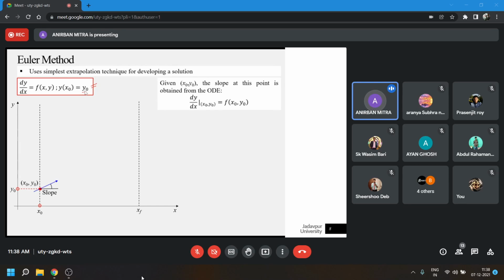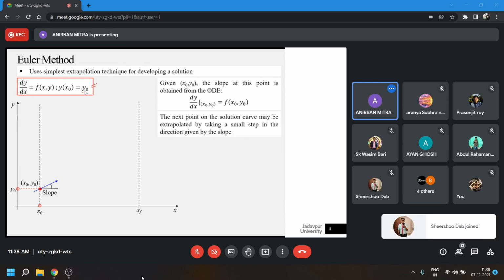So we know where the solution curve starts and what is its slope. That means in which direction it moves at that initial point. With that, we are looking to develop the next points. The next point on the solution curve is to be extrapolated by taking a small step in the direction indicated by the slope.